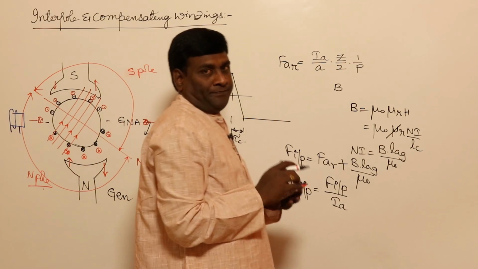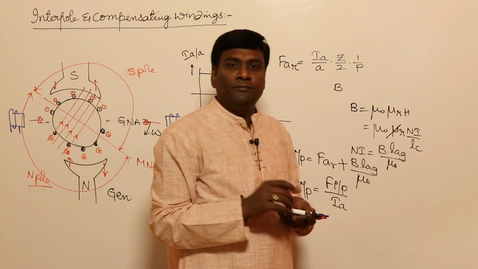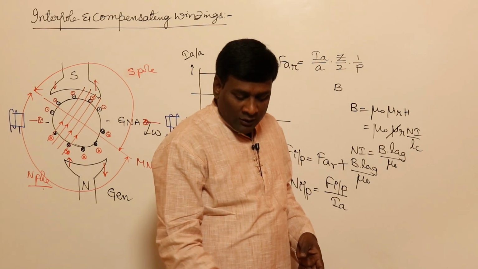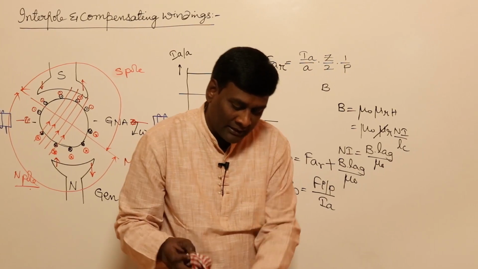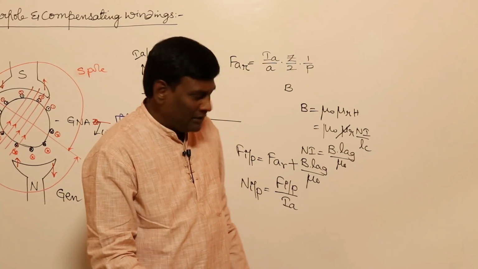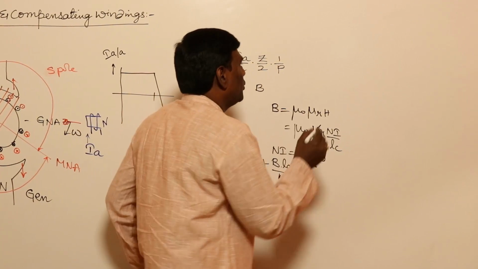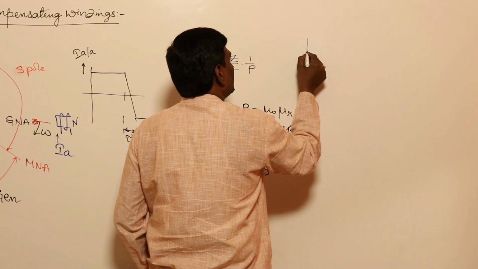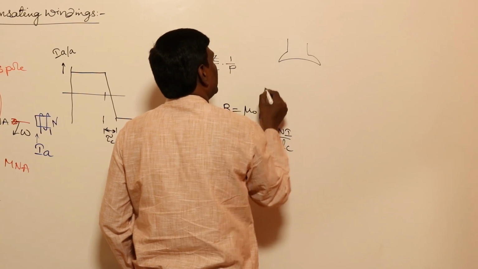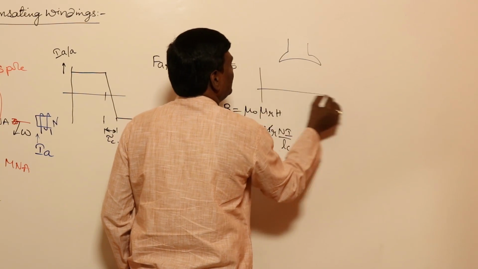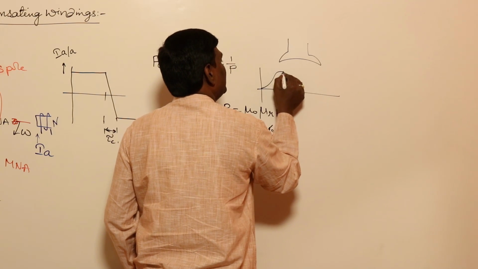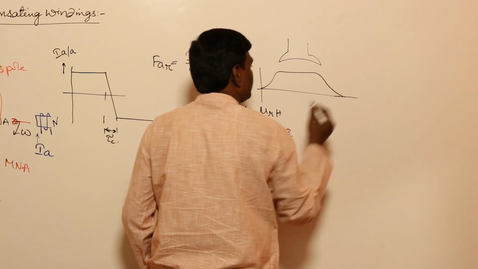Problem solved. Okay. Now let us think of compensating winding. Under normal no load conditions, let us think of this as the pole. My flux density is going to be flat top like this.